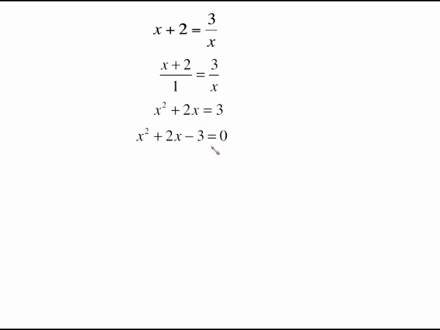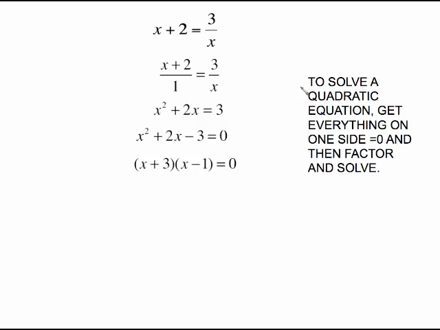To solve this, because it's got an x squared in it, we're going to have to factor. So to solve a quadratic equation, get everything on one side equal to 0 and then factor and solve. This is old stuff for you. The new thing was the cross multiplying. This is the correct factoring for that polynomial.